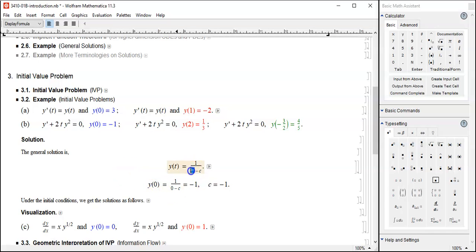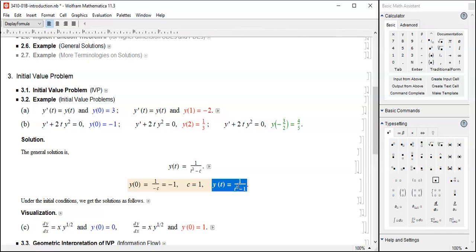So plug in 0, so 0 squared drops out. 1 over negative c is negative 1. c has to be, no, c has to be positive 1, excuse me. Therefore, y of t is 1 over t squared minus 1. You happy?